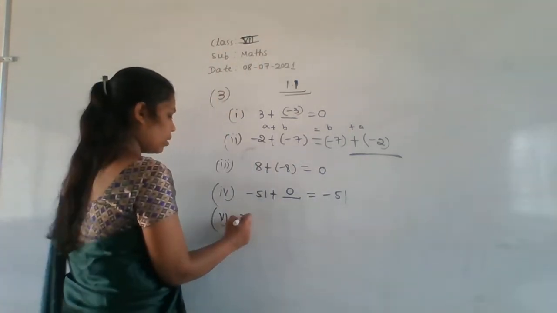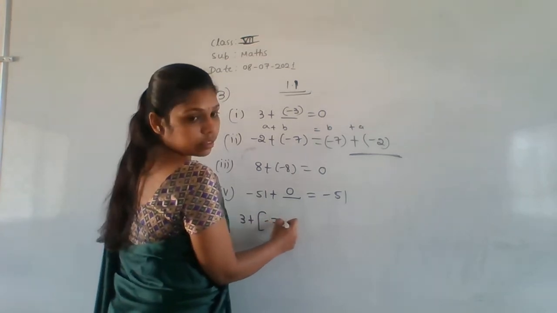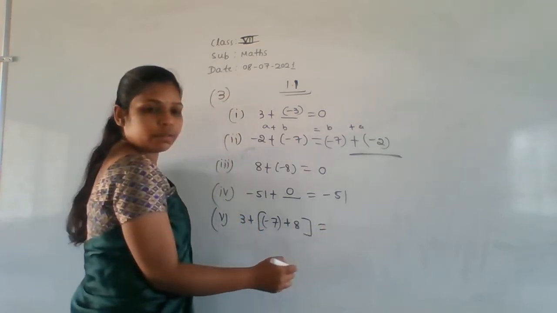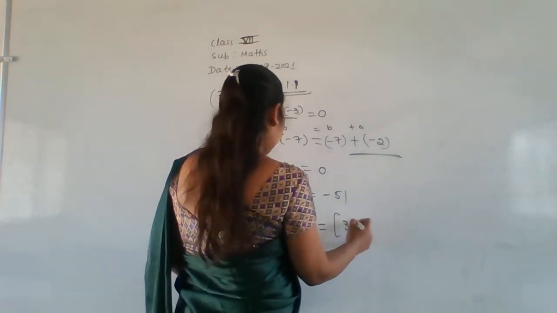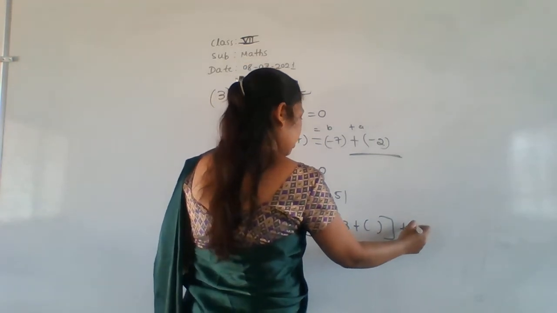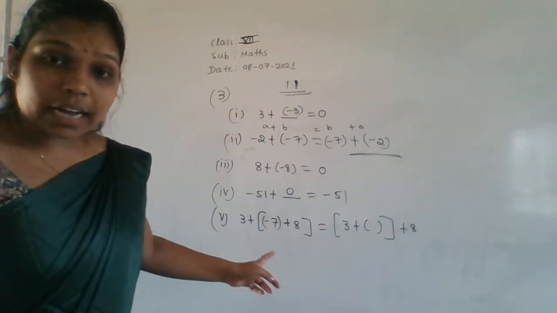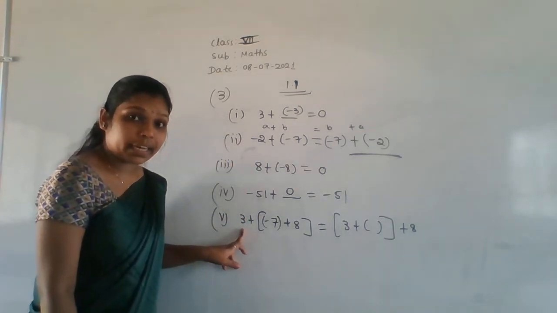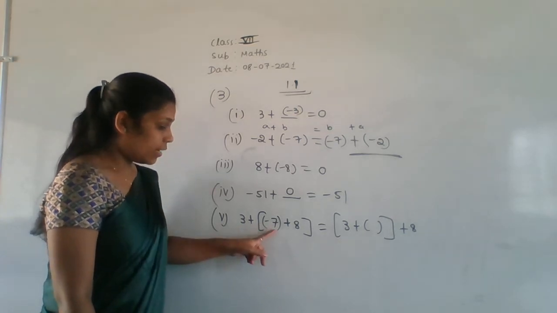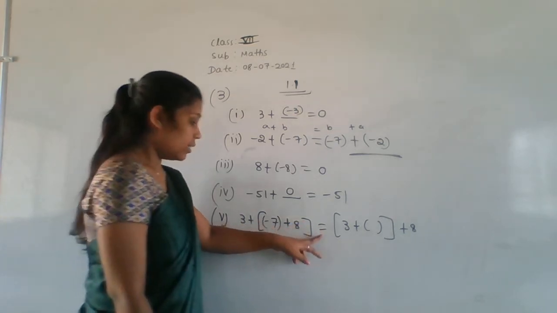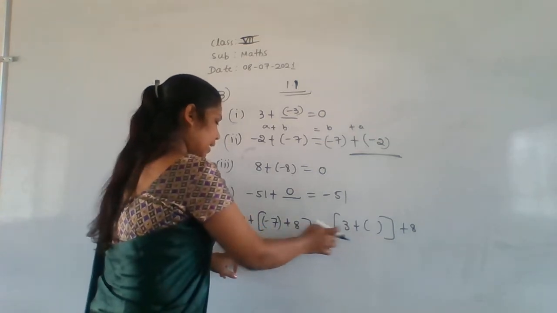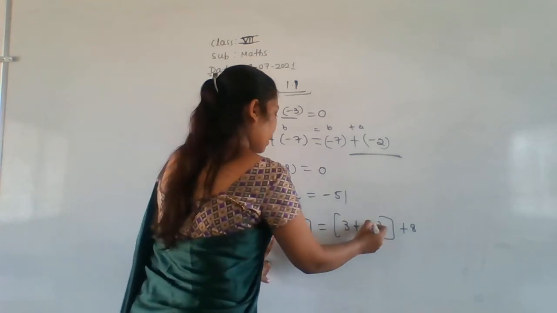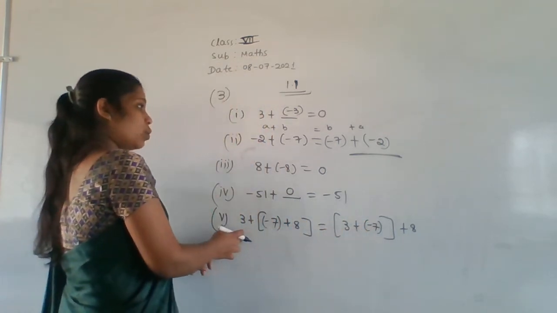Okay? So next, the fifth one. 3 plus minus 7 plus 8, that is equal to 3 plus 8. Which property is it? Associative property. The fifth one is about the associative property. Observe properly here. 3 plus minus 7 plus 8 is there. That is equal to: 3 is already written here and 8 is also written here. And which value do you have to write here? Minus 7. This is nothing but the associative property.